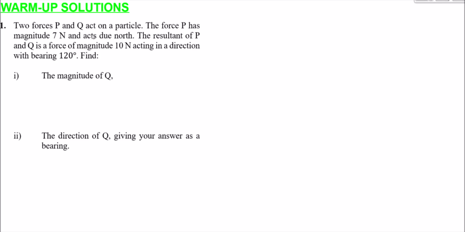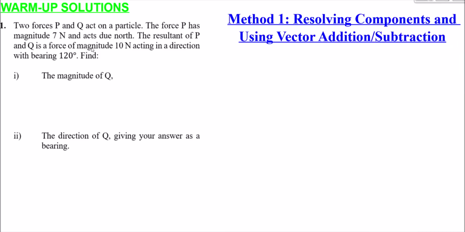Well, there's actually two main ways of doing this. One way, the way I'd suggest is more versatile generally, is resolving forces. So the first method I want to have a look at is if we resolve components and then use vector addition or subtraction. So first of all, I'd suggest we might have to draw out a force diagram, thinking about where P, Q and R would be. So we're told about P.